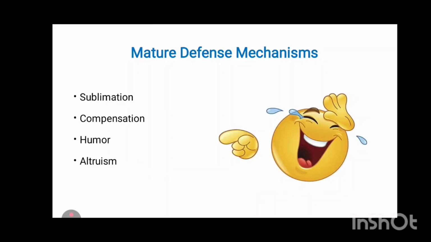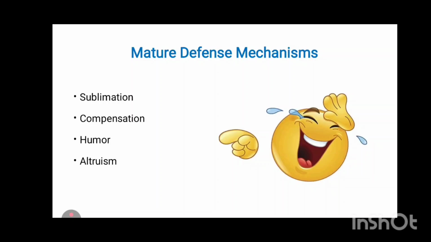Next is humor, that is using humor to deal with stress or painful situations. For example, a patient jokes about his hair loss during chemotherapy. And the last one is altruism. This is dealing with stress by helping others. For example, a grieving person volunteers at a charity organization, etc.